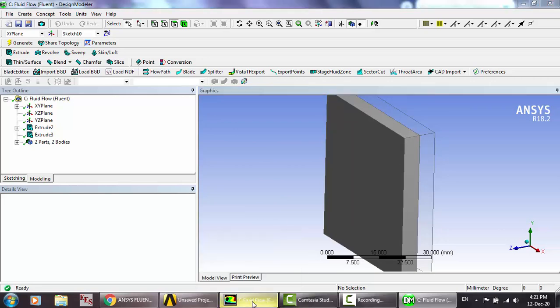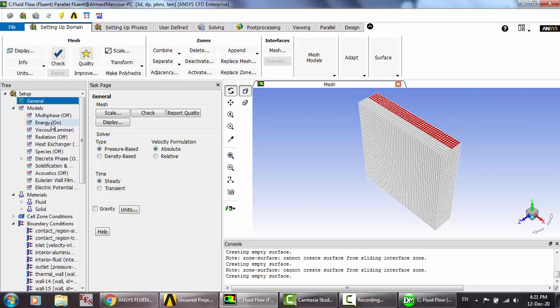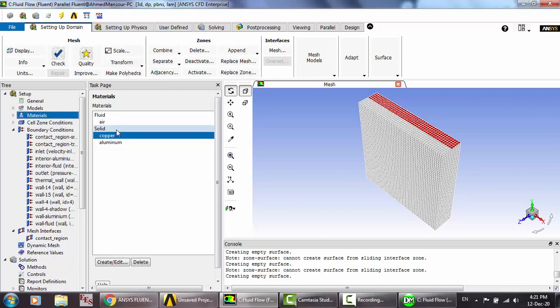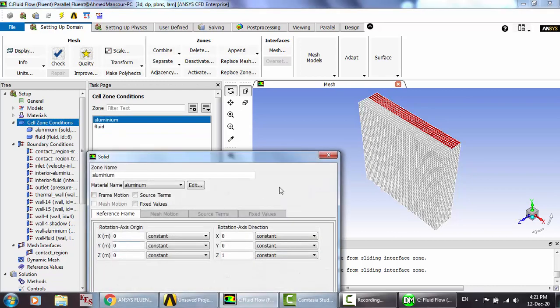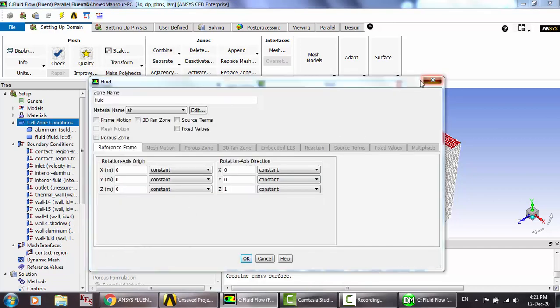So in Fluent, I'm going to skip the meshing and these kind of things because it's pretty easy. You have general here and models, just energy on and viscous laminar. Okay, no problem with these kind of things. We have aluminum, and we have the cell zone. Aluminum is going to be solid, and the fluid is going to be air.